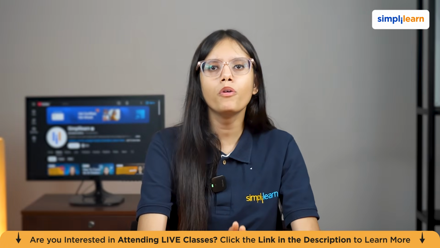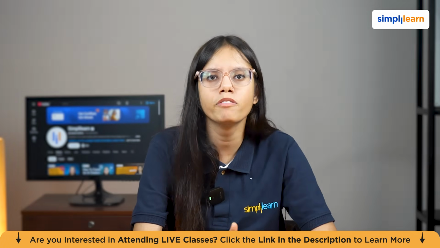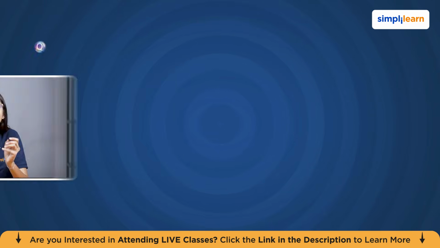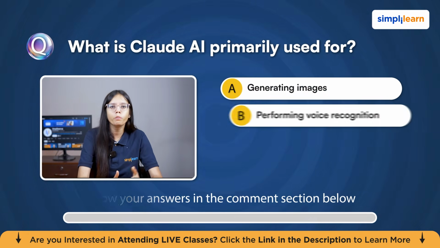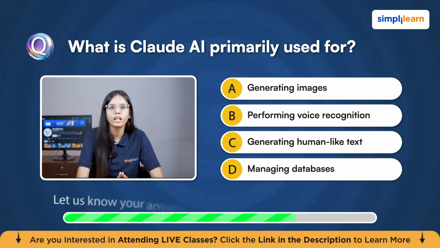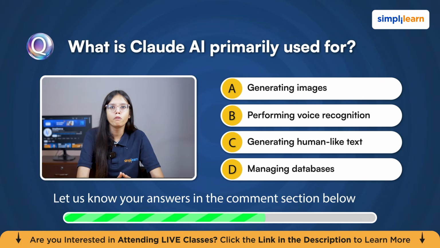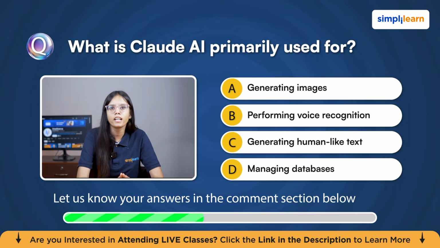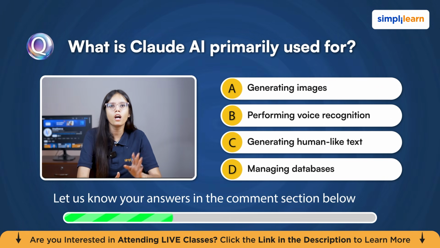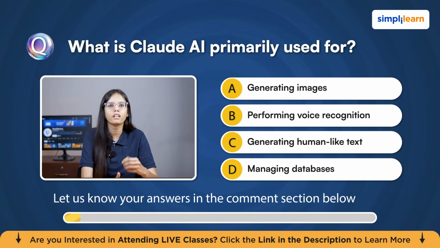So before moving forward, here's a quick quiz question for you. The question is, what is Claude Code AI primarily used for? Your options are option A, generating images, option B, performing voice recognition, option C, understanding and generating human-like text, or option D, managing databases. Let me know your answers in the comment section below and let's see who will give the right answer first.